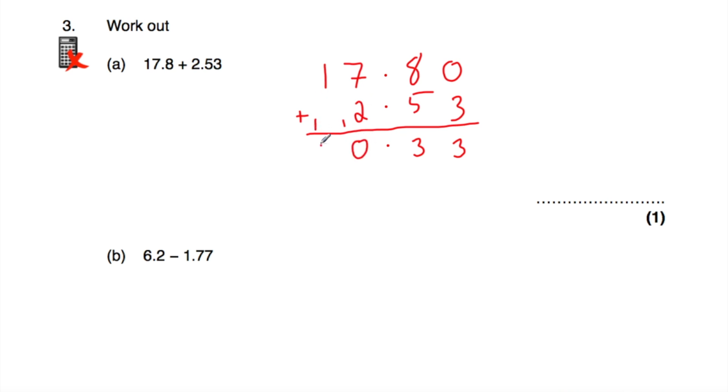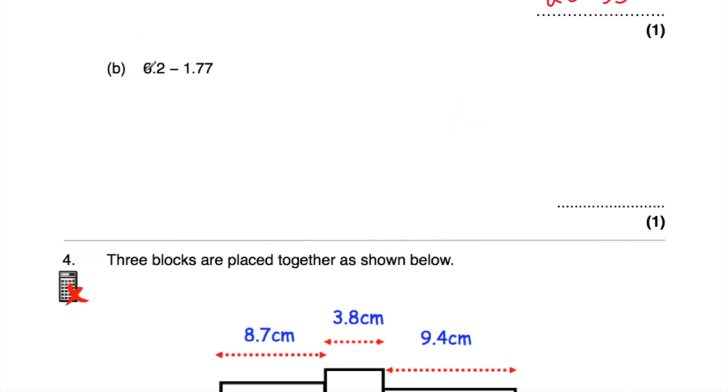And 1 plus 1 is equal to 2. So 17.8 plus 2.53 is equal to 20.33. And that's it. Okay, let's look at part B. Part B says to work out 6.2 subtract 1.77.